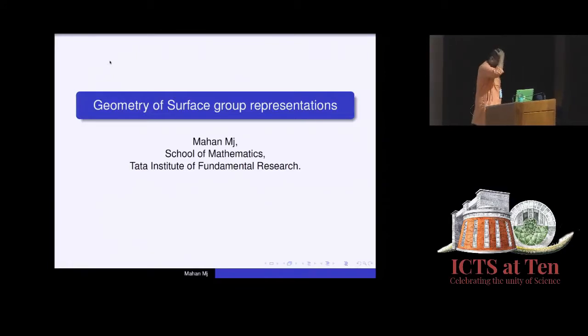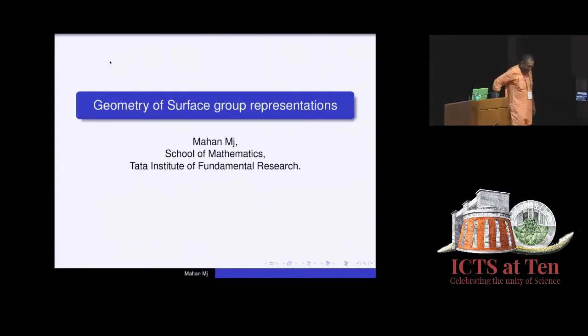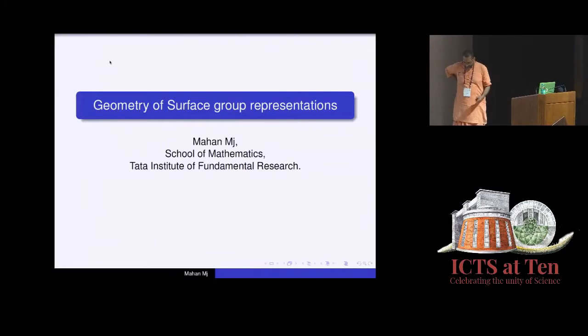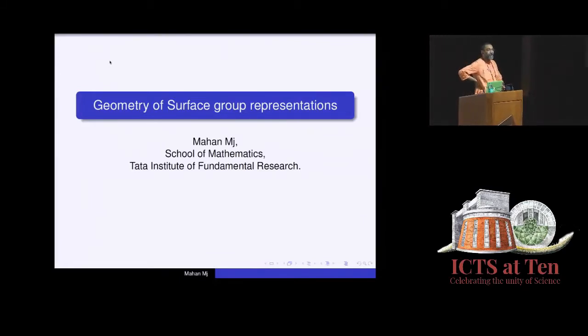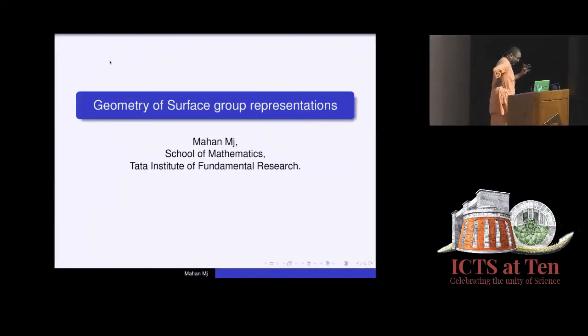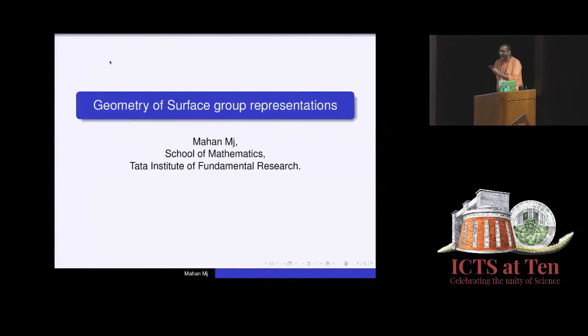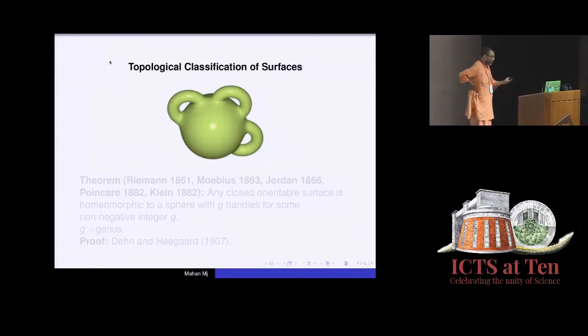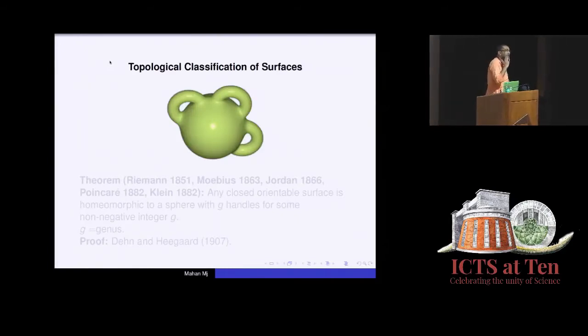So I'll be talking about the geometry of surface representations, and I think I owe a debt of gratitude to Ashok for his extremely lucid introduction to Riemann surfaces. It also essentially says, I mean, I don't have to make a case for what I'm talking about being related to physics. So let's start with the topological classification of surfaces.